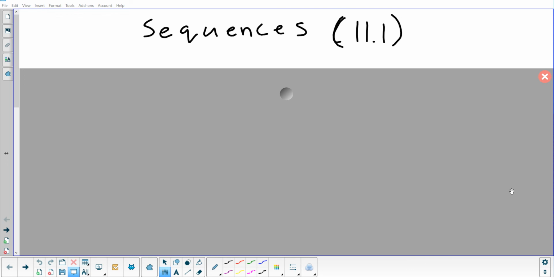Okay, the last section we are going to take a look at for this week is 11.1, and this is on what we call sequences. Chapter 11, our last chapter, is on both sequences and what we call a series. A sequence is basically just a list of numbers. A series is when you add up that list of numbers.